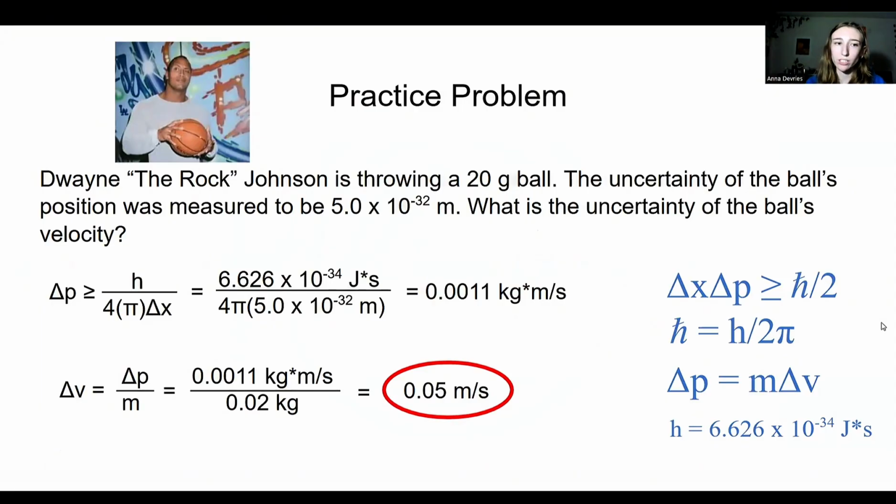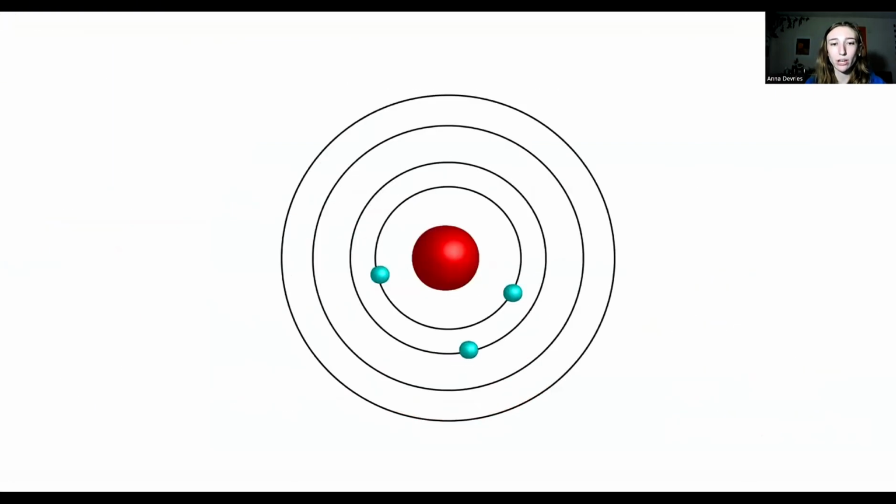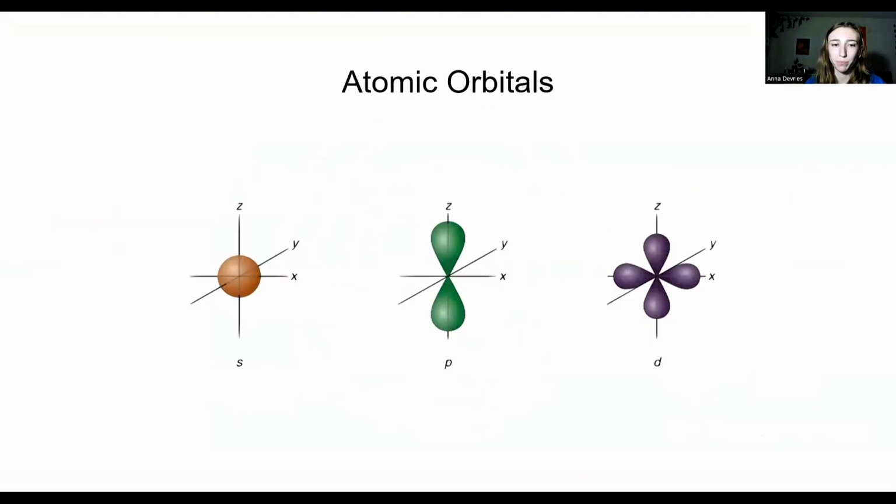So now that we've practiced using the uncertainty principle for something large like the rock throwing a ball, let's look at something a little bit smaller like electrons. In the most basic depictions, like the Bohr model shown here, we see electrons orbiting the nucleus in a perfect circle. But we know that that depiction is not really accurate. So now we draw them in orbitals, like this. But why do we depict them as orbitals?